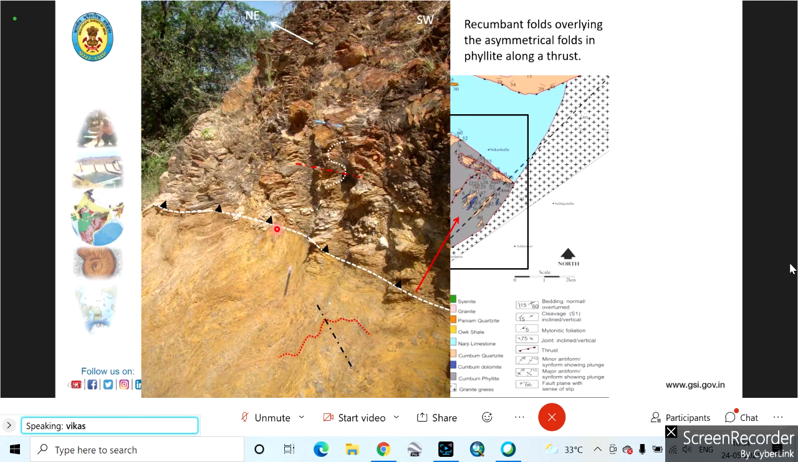Now notice that fold, the red dotted line and the axial plane here. You notice in the bottom part, it's an inclined fold, whereas in the upper part, it's all recumbent folds. The axial plane, you see, has become horizontal actually. And the contact between these two, we interpreted as a thrust plane. And these are actually a sole thrust type of plane we have identified. Next, please.